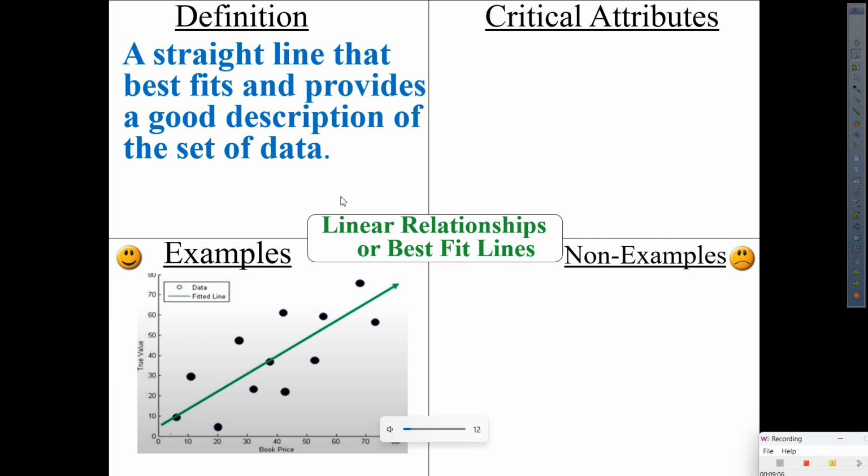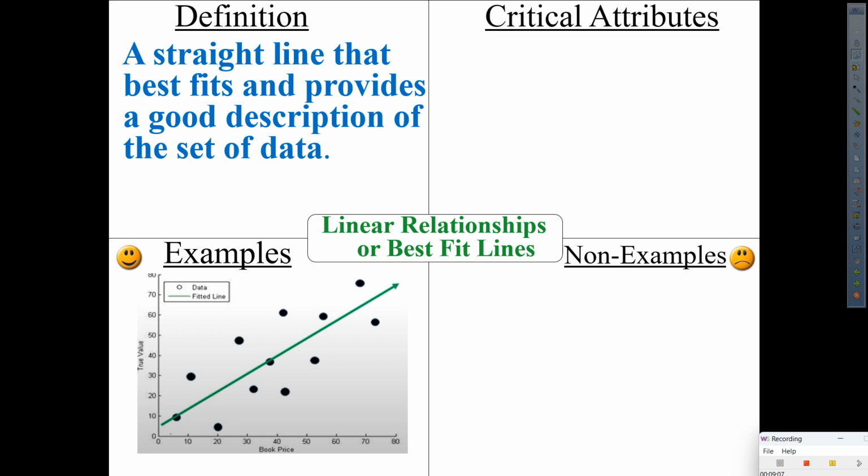So, once again, what are we looking at today? Linear relationships, also known as what? Best fit lines. What was the definition? Well, it's a straight line that best fits and provides a good description of the set of data. When I say data, according to this graph, tell your neighbor what I'm talking about. All the points on the graph. That's data. All right. Questions, comments?